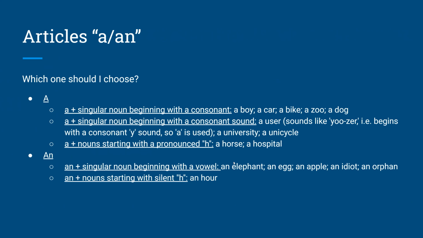Now for an, and sorry, we also have a plus noun starting with a pronounced H.